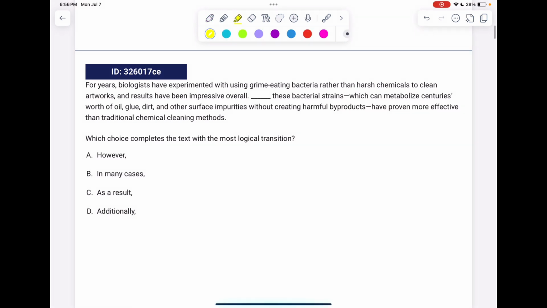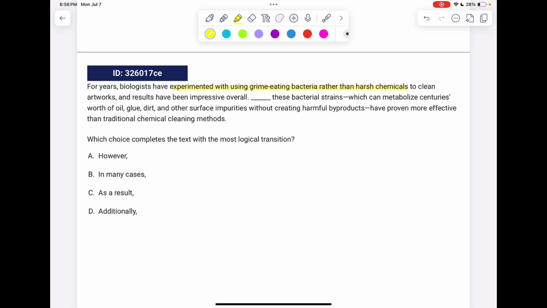We're doing these things. We're experimenting with these grime-eating bacteria rather than harsh chemicals. And what does the second part say? They have proven more effective. It's awesome. We're doing this thing. It's awesome. Is that contrasting, cause and effect, or similarity, continuation? What kind of relationship is it? Well, to me, I would say something like, we're trying this thing, and when it happens, it's awesome.